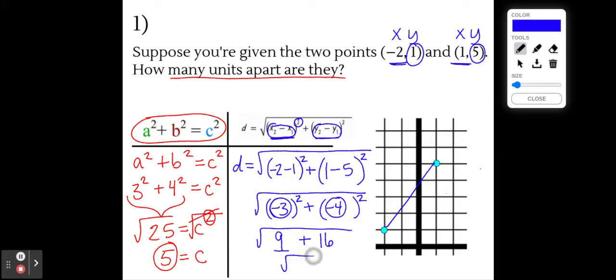And then I want to add them together. 9 plus 16 is 25. And the last thing would be the square root of 25, which is 5. And so the distance between the 2 points would be 5 units.